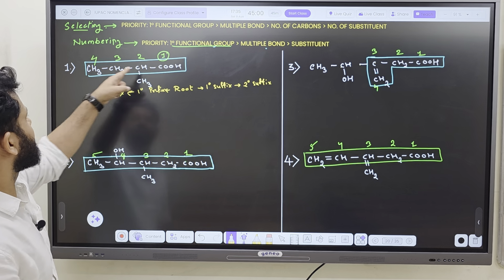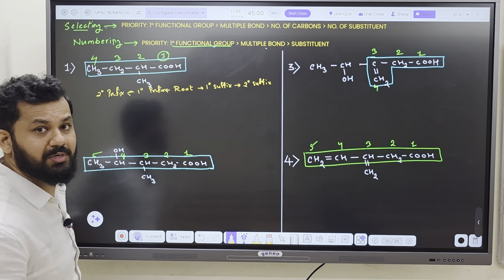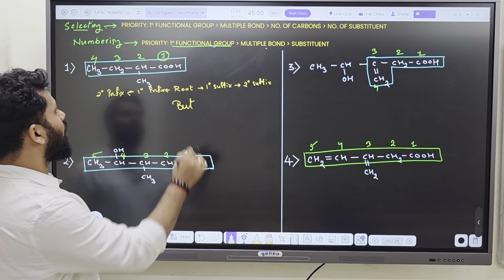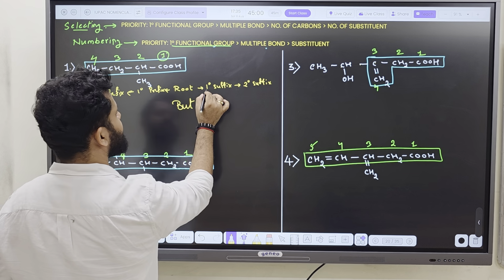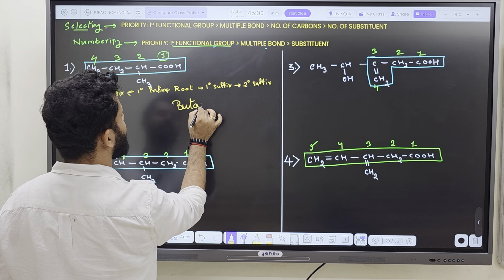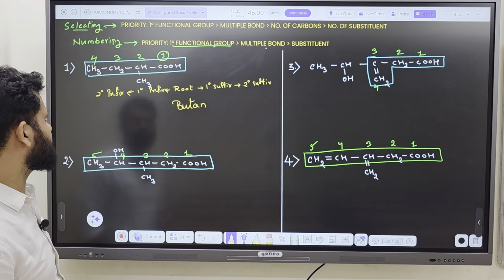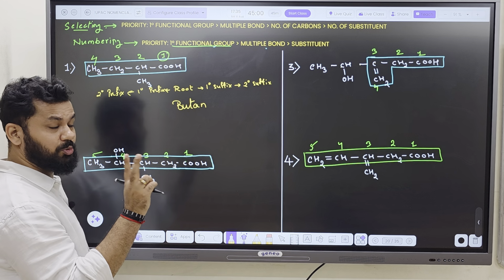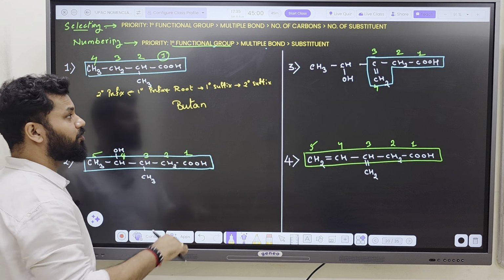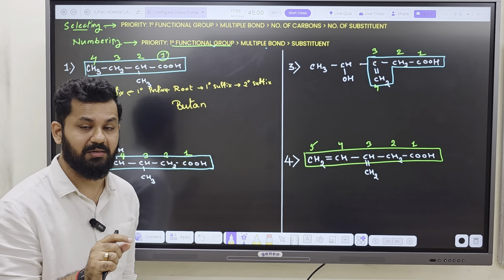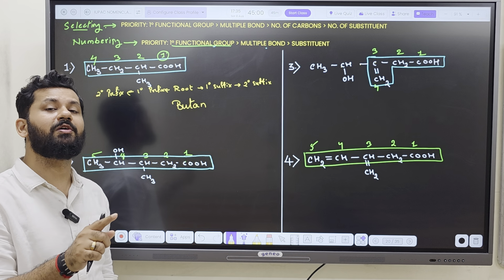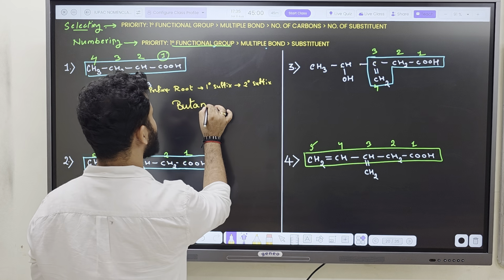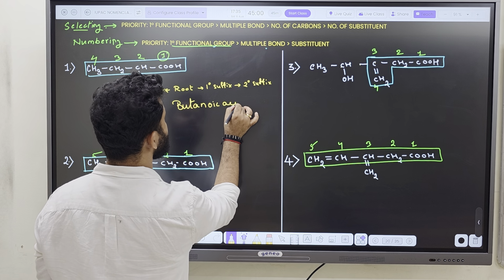Root comes from the PCC. Your PCC is having 4 carbons, so the root would become 4 carbon, but. All carbons are connected with a single bond, so primary suffix would become ane, butane. And since your functional group is a carboxylic acid group, again there are two suffixes for that, but here we are going to use the normal suffix, which is oic acid. We'll use the special suffix only when COOH is directly connected with the ring. There is no ring over here. Name becomes butane oic acid.